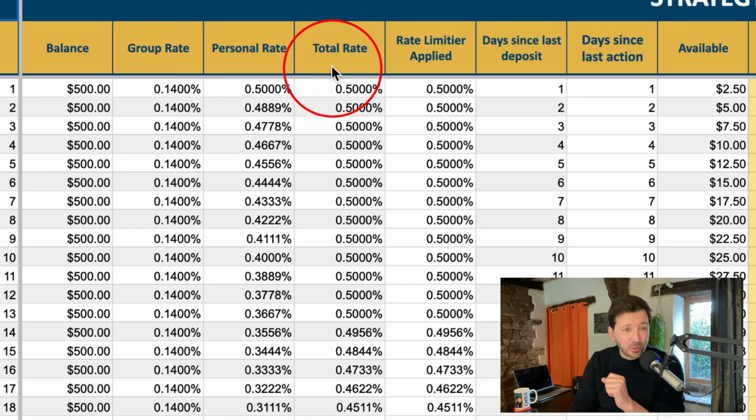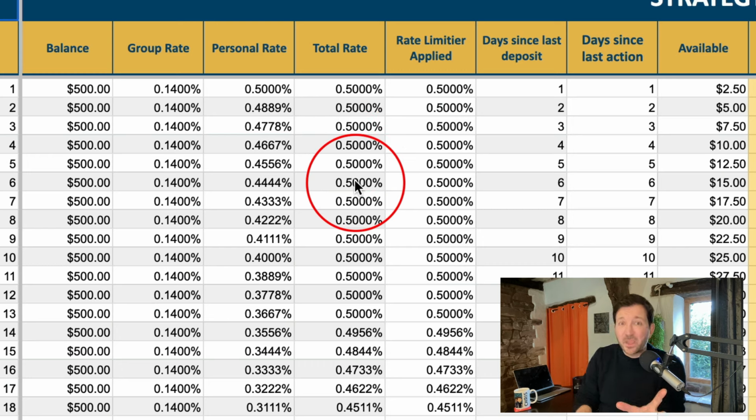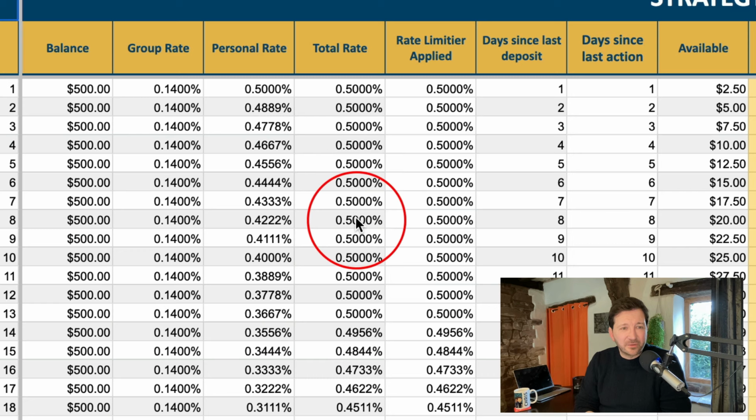And here in the total rate column, can you see this here? Total rate, look, we're staying at 0.5%. Despite the fact that our personal rate is falling, we've got this group rate that, if you like, is kind of topping that up. And so the total rate is staying at 0.5%.